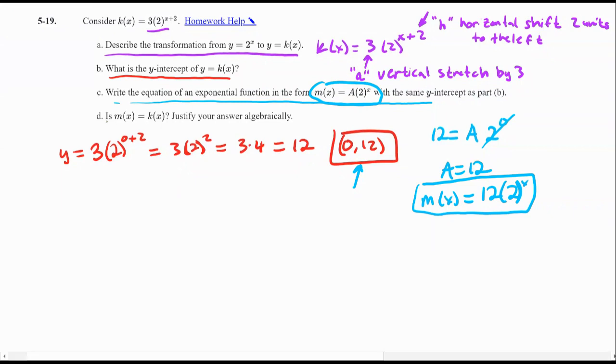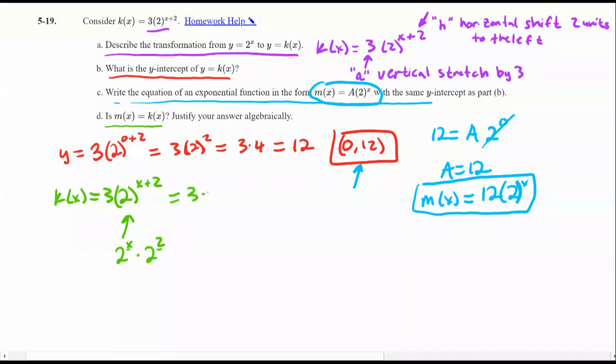Now the last one says, are our original equation and this new m of x equal? And I'm going to tell you the answer to this is yes. And the reason for that is we'll start with k of x here. I'm going to use some exponent rules to help me show algebraically that this is true. And the rule I'm going to use is kind of the reverse of the product rule, because what I know is that 2 to the power of x times 2 to the power of 2. Remember, with the product rule, we can say that two exponents with the same base, we can add those exponents together. So I'm doing that backwards.